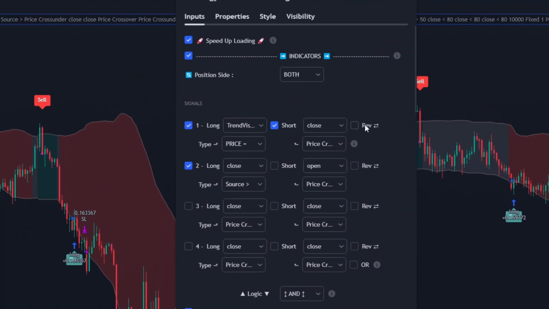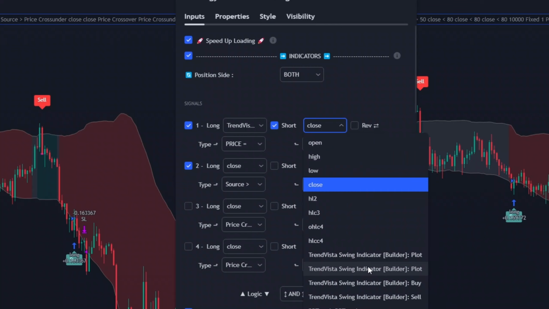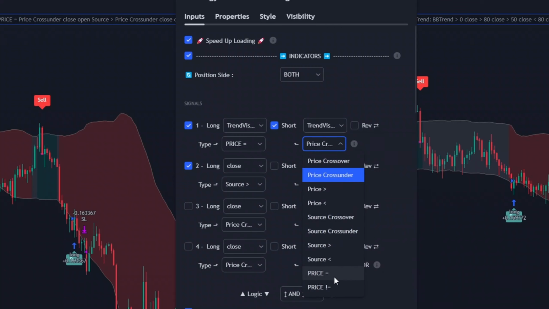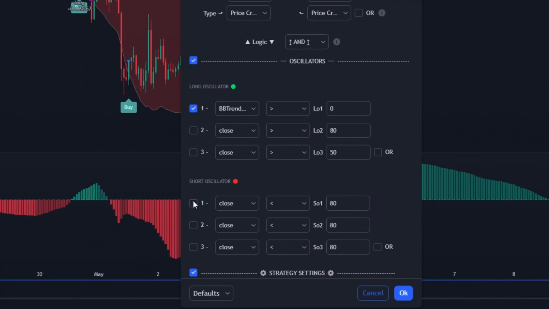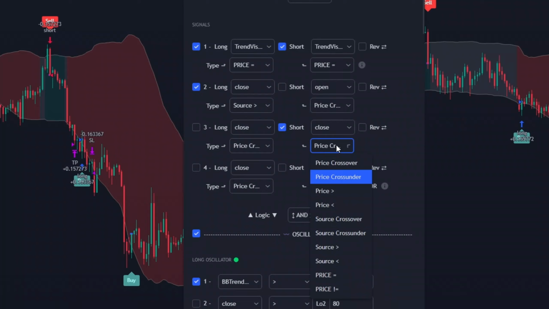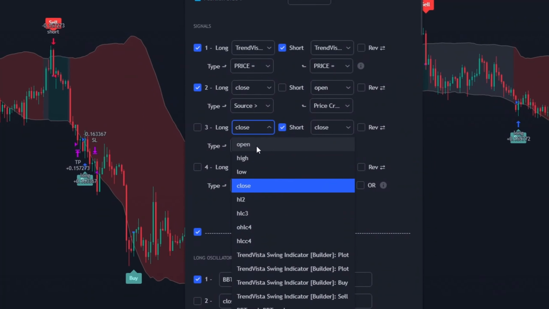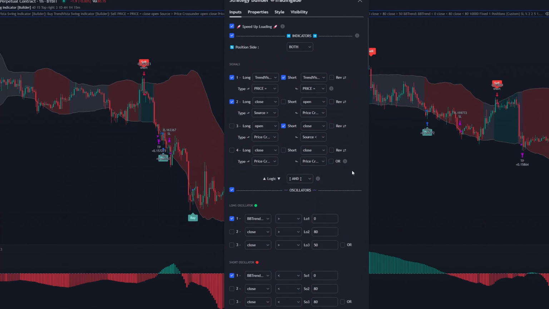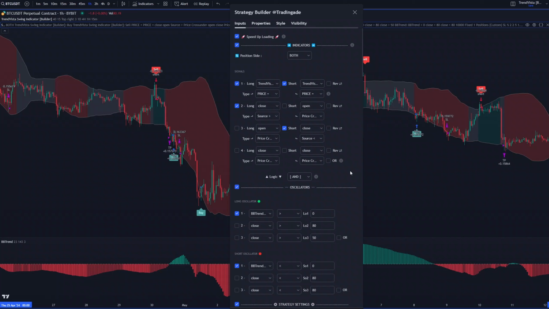For short entry signals it will be the same. We will select Trend Vista sell signals, price equal. In the short oscillator we want the BB trend to be below 0. Whereas we turn on another short signal, we want the close to be below the open. And that's fine. As you can see, in just 30 seconds, we have configured our entry signals, both for long and short positions. Let's check some trades on a chart.